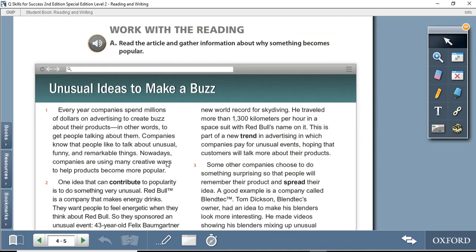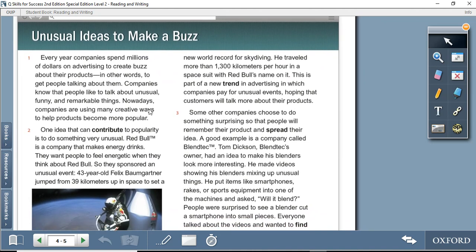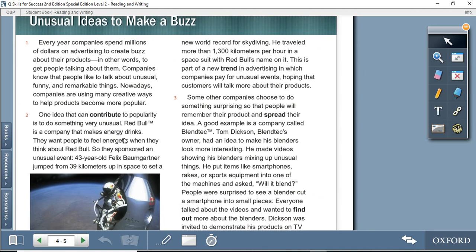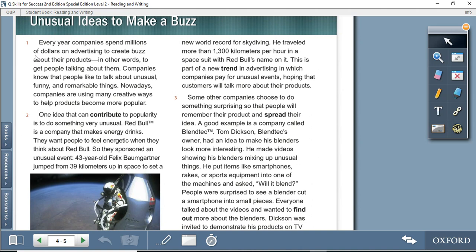In the reading section, unusual ideas to make a buzz. Every year, companies spend millions of dollars on advertising to create buzz about their products. In other words, to get people talking about them. Companies know that people like to talk about unusual, funny, and remarkable things. Nowadays, companies are using many creative ways to help products become more popular. One idea that can contribute to popularity is to do something very unusual.